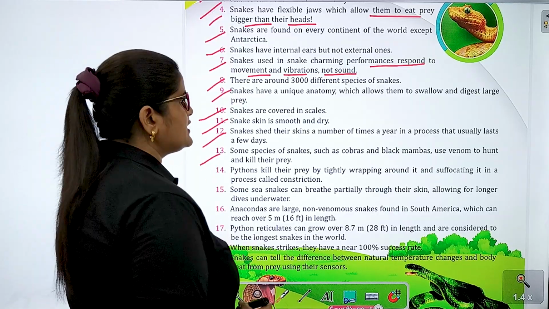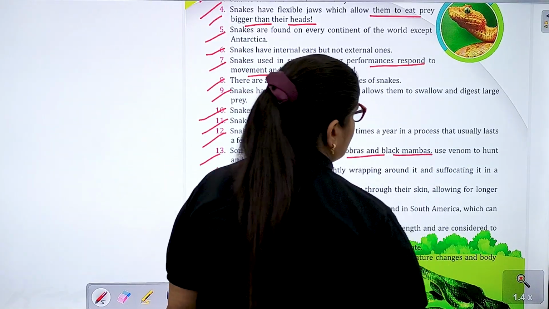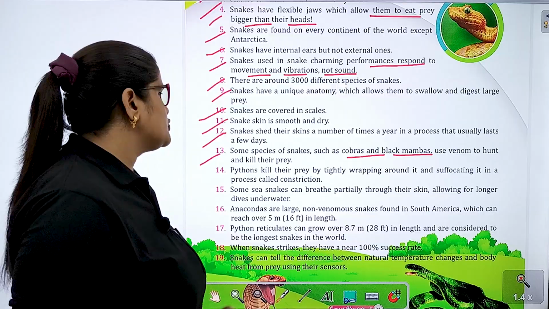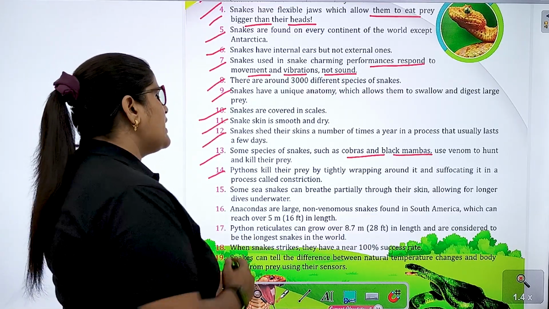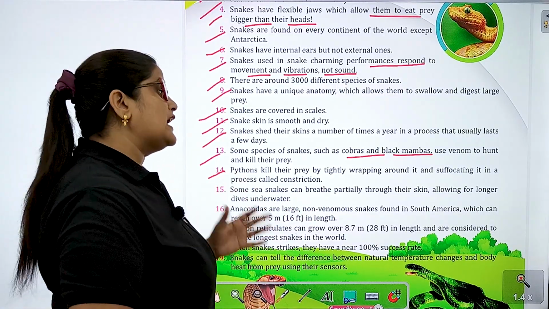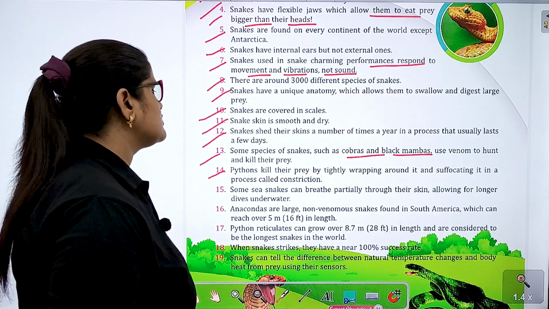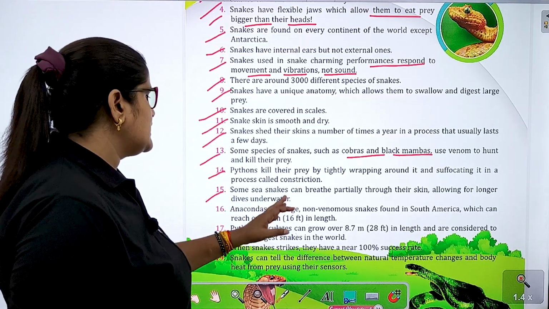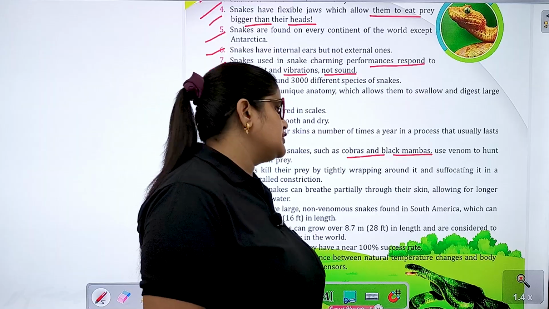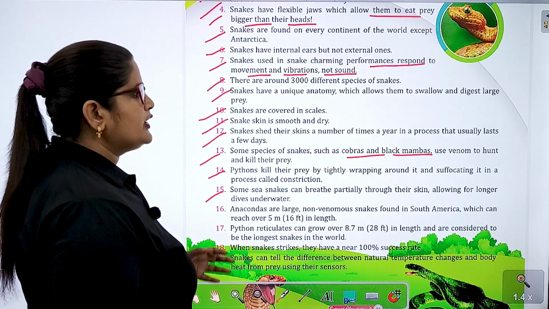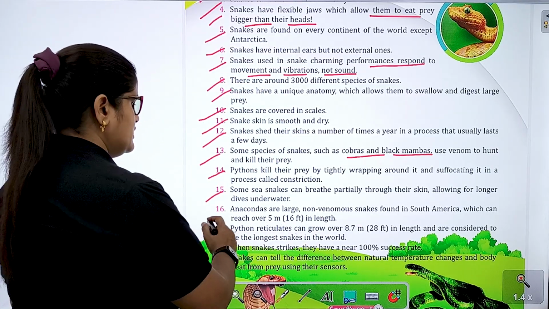Some species of snakes, such as cobras and black mambas, use venom to hunt and kill their prey. Pythons kill their prey by tightly wrapping around it and suffocating it in a process called constriction. Some sea snakes can breathe partially through their skin, allowing for longer dives underwater.